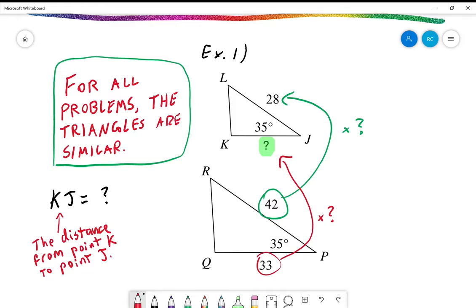Now, in class, a lot of the time, my early examples were really obvious. In this one, it's not. I don't know what can I multiply 42 by to get 28. It's not immediately obvious. So what I'm going to do is some division. I know that in order to get that multiplier, I take 28, the shape that I'm going to, and divide it by 42, the shape that I'm coming from. Now, big scary fraction, stay with me. Don't reach for your calculator yet.